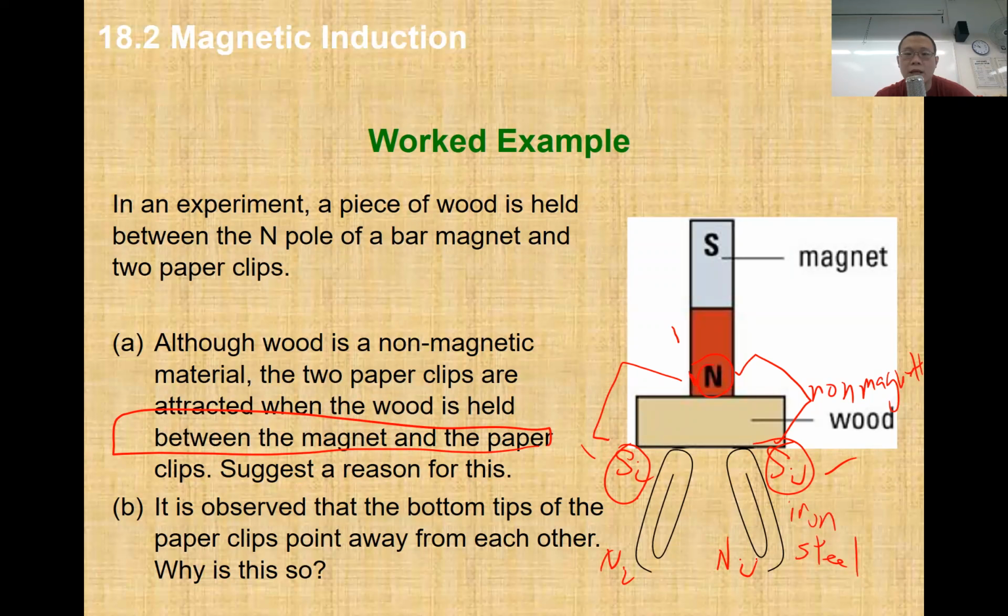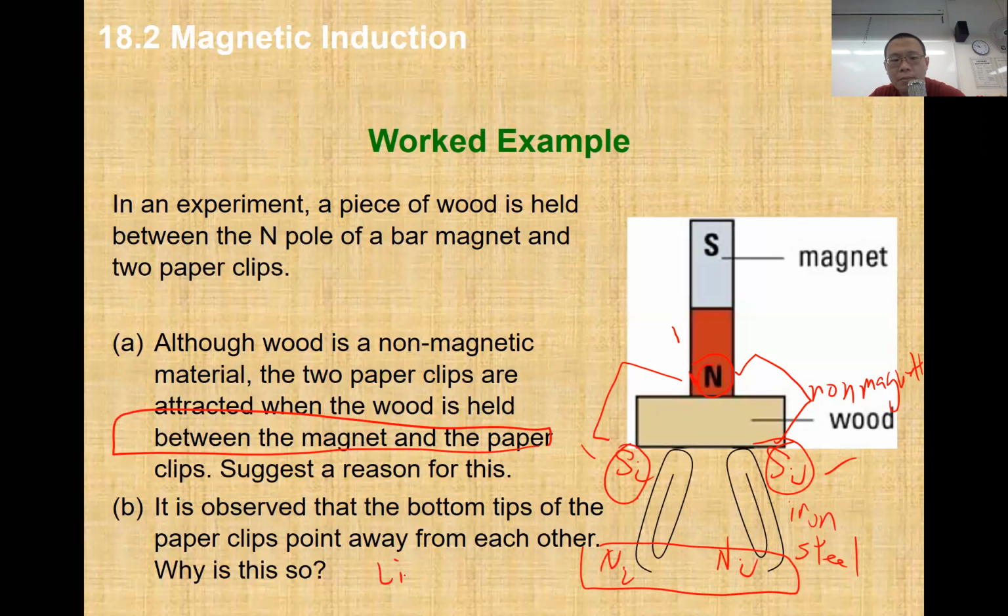So now because I have north poles at the bottom, they are like poles, and they will actually repel each other. So that's why from the picture you'll know that the two paper clips, instead of hanging straight down, will actually shift away. Why do they shift away? Because the bottom side is the same pole, north. So north and north, being like poles, will repel each other.